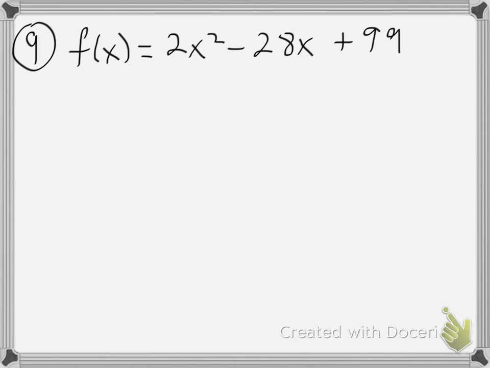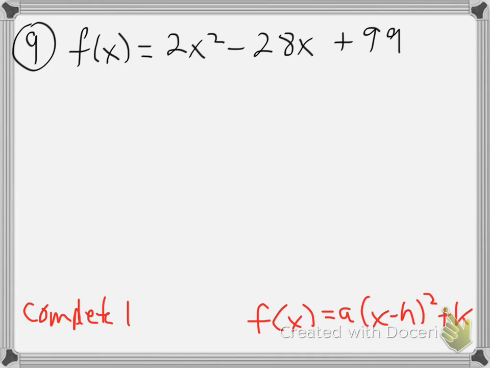So number 9, the instructions say write the function in vertex form, then identify the vertex. Well, vertex form should look like this. f of x equals a(x minus h) squared plus k, which means we really need to complete the square. Okay, that's what we need to do. Now, here's where lots of people get messed up. You are only factoring out of here, and we're going to slide this over here and get it out of the way. Okay, we're going to factor out of there because we want this to be a 1.